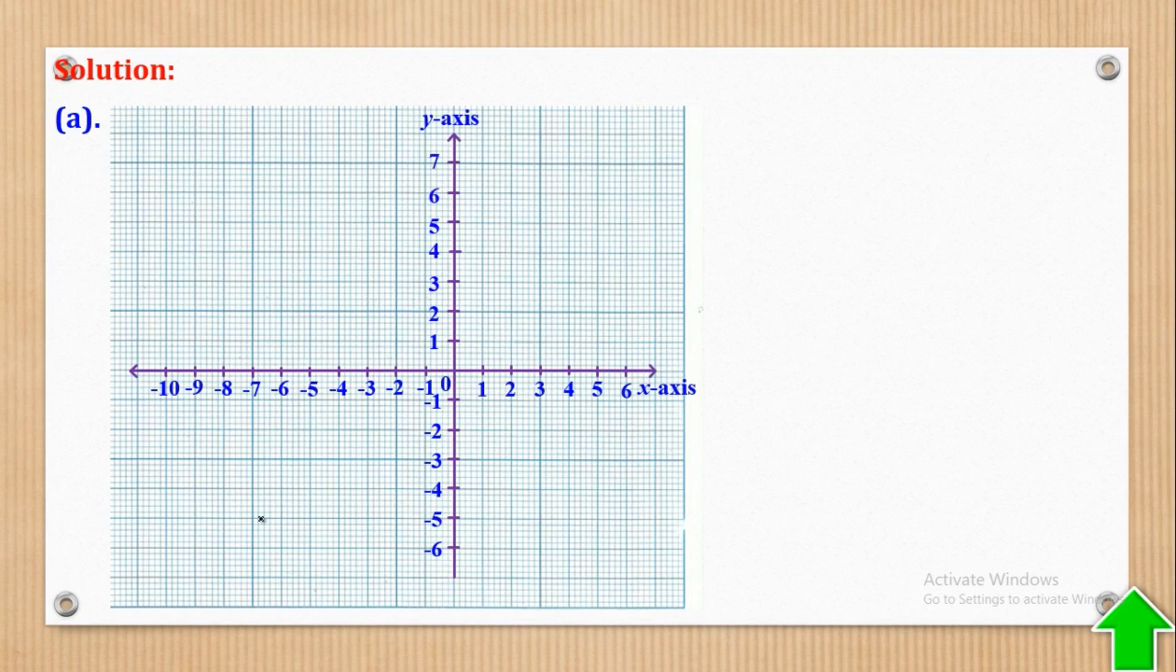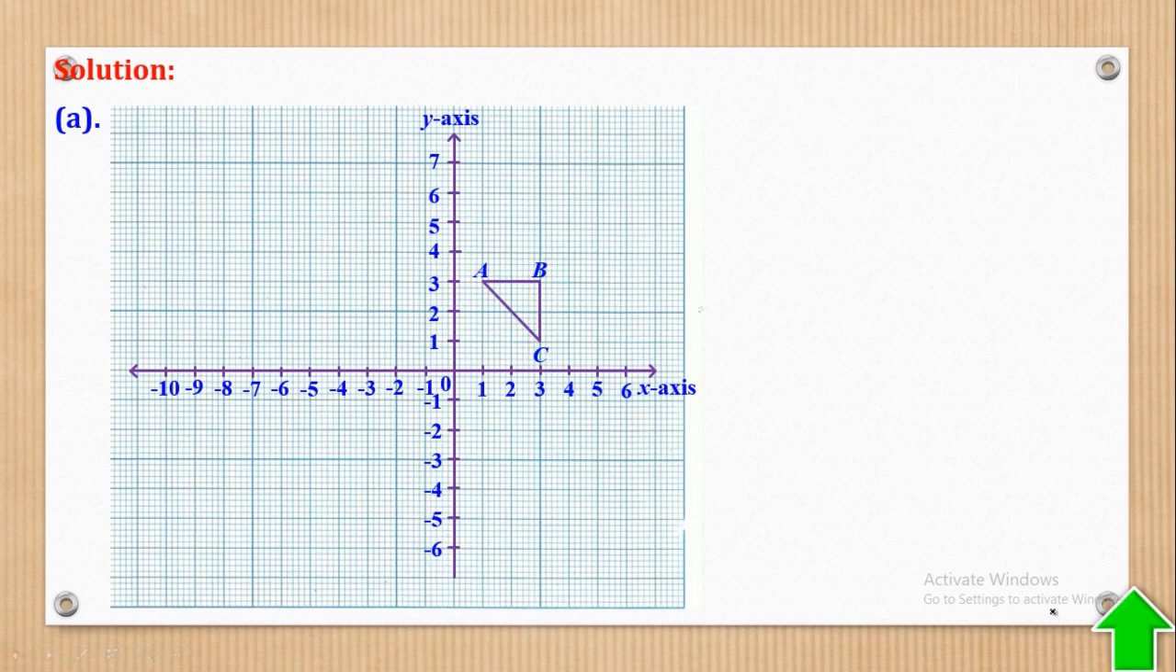Okay, then next is to plot. So we are given points, the object points. A is 1, 3, B is 3, 3, and C is 3, 1. So we shall join those points A to B, B to C, and C to A to get triangle ABC.